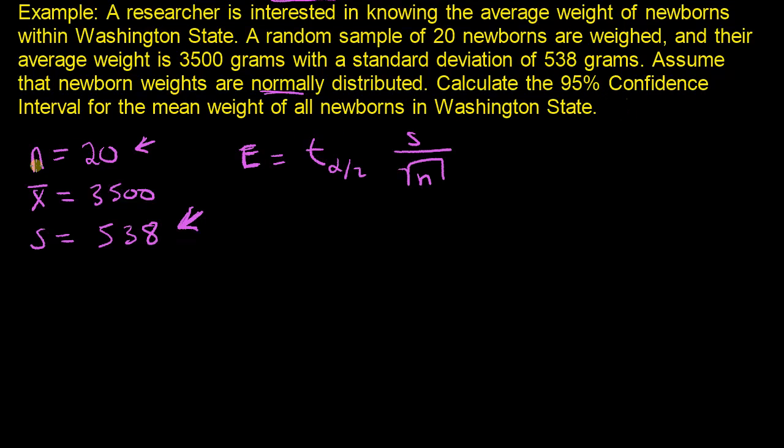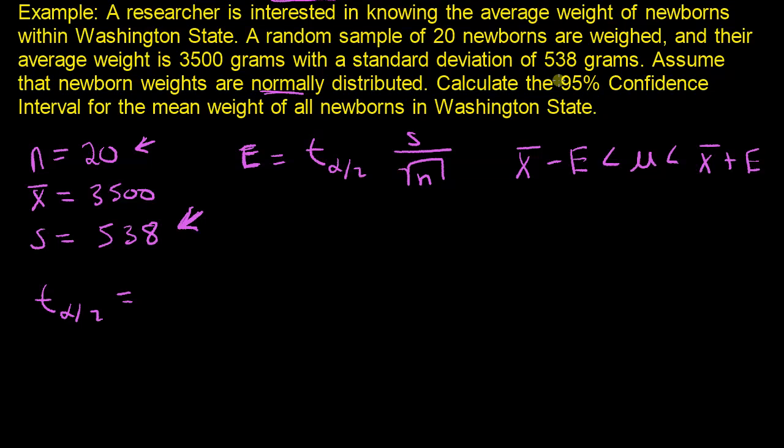All right, so calculate the 95% confidence interval for the mean weight of all newborns in Washington state. So I'm trying to calculate X bar minus E, with mu in the center, X bar plus E. So I need to determine what E is. First thing I should figure out is what is this T alpha divided by 2? What is this critical value? I've got to go to my T table.